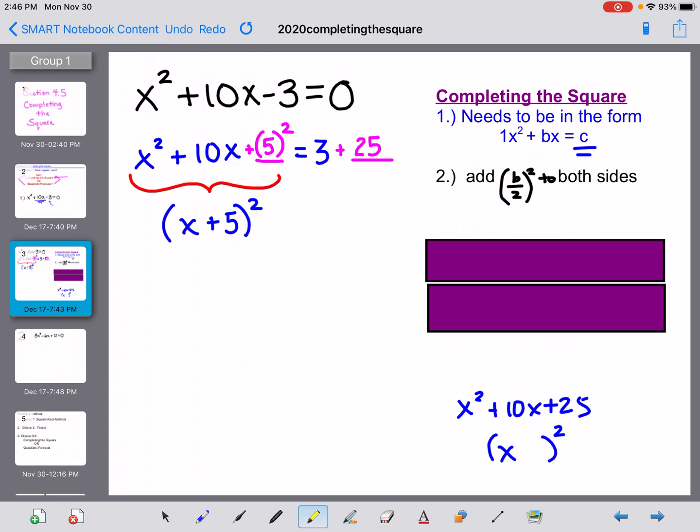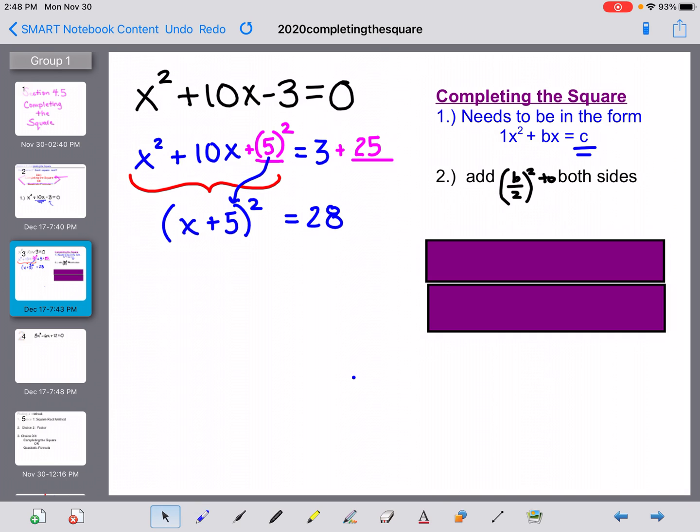Okay? So that's why I wrote that in pink, x plus 5 squared, because now this 5 is this 5 every time. That trick works. If you write the left side like this down here, that's fine. But then when you go to write your perfect square trinomial, it takes a little bit more thinking. On the right-hand side, I'm just going to add 3 plus 25 is 28.